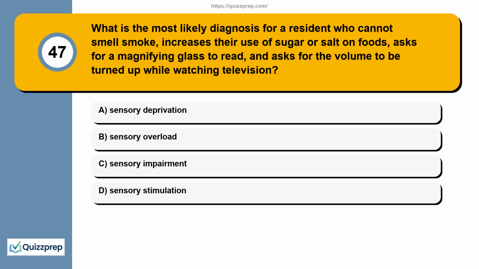Question 47. What is the most likely diagnosis for a resident who cannot smell smoke, increases their use of sugar or salt on foods, asks for a magnifying glass to read, and asks for the volume to be turned up while watching television? Sensory deprivation, sensory overload, sensory impairment, sensory stimulation.